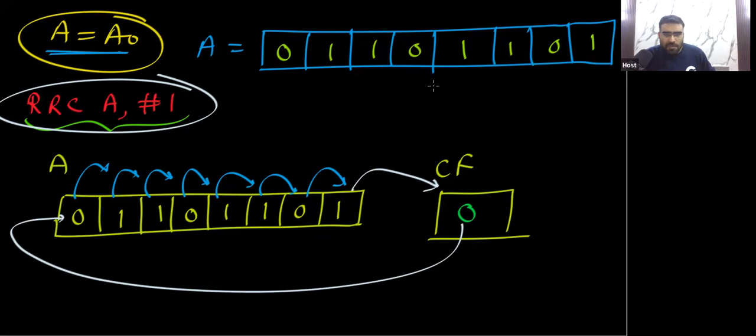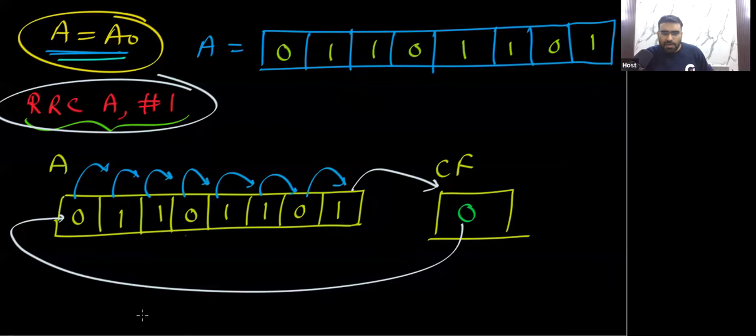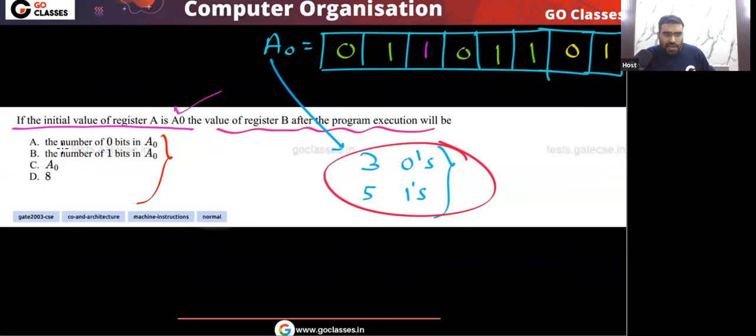Shivam is asking how I am taking the value of A. See, the value of A is A0. I am taking a random value. This is a random value I have taken. Is this clear, Shivam? But if you notice, the options are like this.